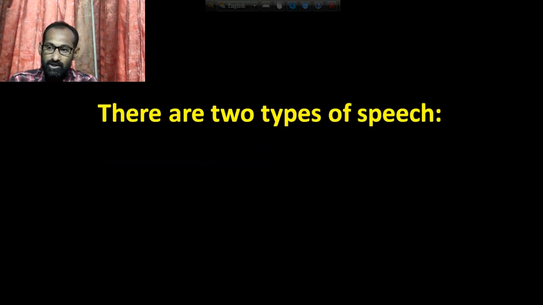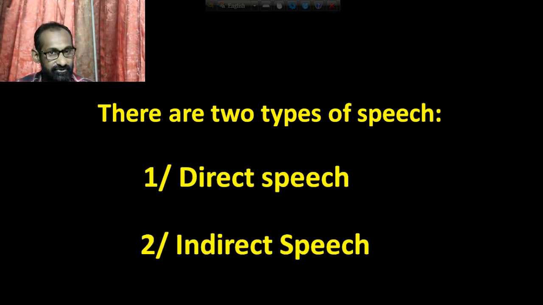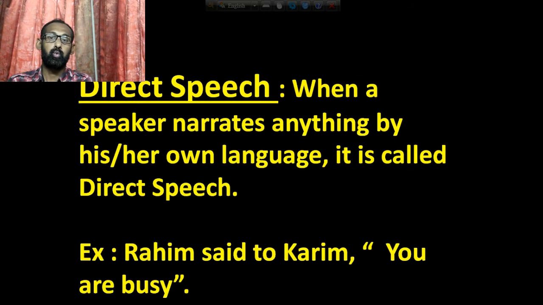Then actually there are two types of speech. In a narration you will get two types of speech. Number 1 is direct speech and number 2 is indirect speech. Okay, that means direct speech and indirect speech are the two parts of narration. Okay, then you should know what direct speech is. Actually, when a speaker narrates anything in his or her own language, it is called direct speech. Okay, for example, Rohim said to Karim, "You are busy."